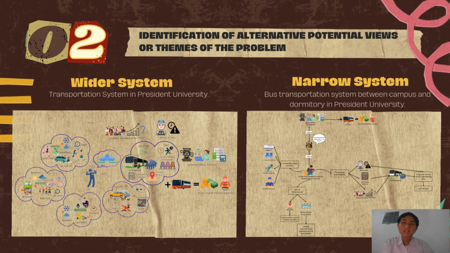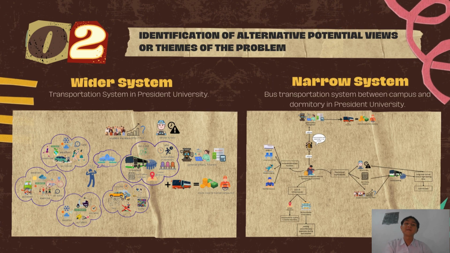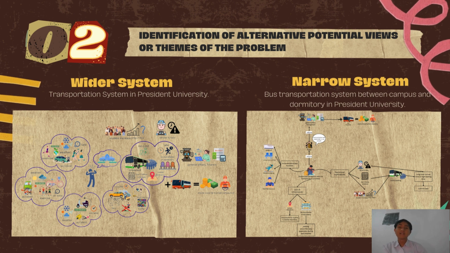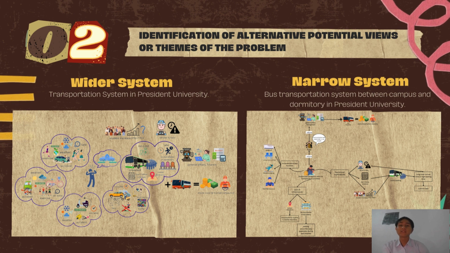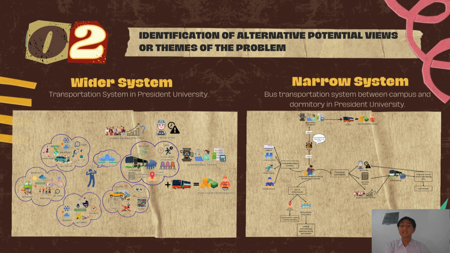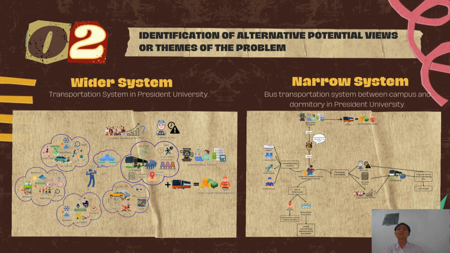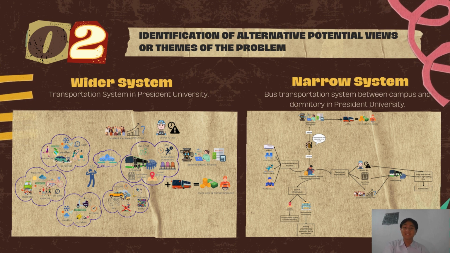So the next one is identification of alternative potential views or themes of the problem, and this is stage 2. Here, basically, there are two. The first one is wider system, and the second one is narrow system. The wider system is talking about the transportation system in President University, while the narrow system is talking about the bus transportation system between campus and dormitory in President University.